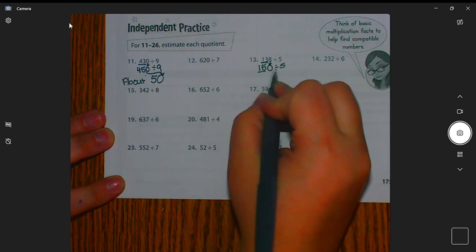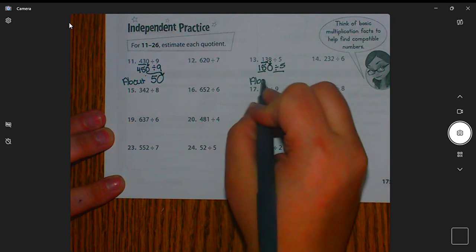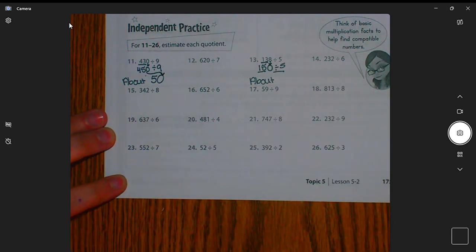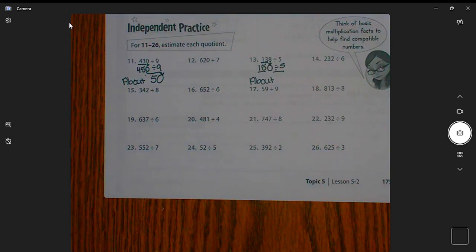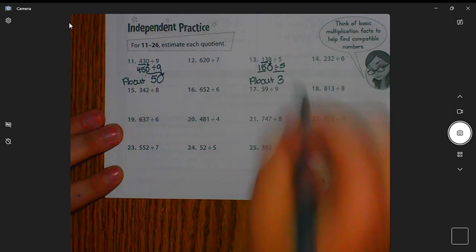Basic fact is 15 divided by 5. I know I'm already going to be saying about in my quotient, in my answer. So it is about how much? Right, 3. But is it just 3?